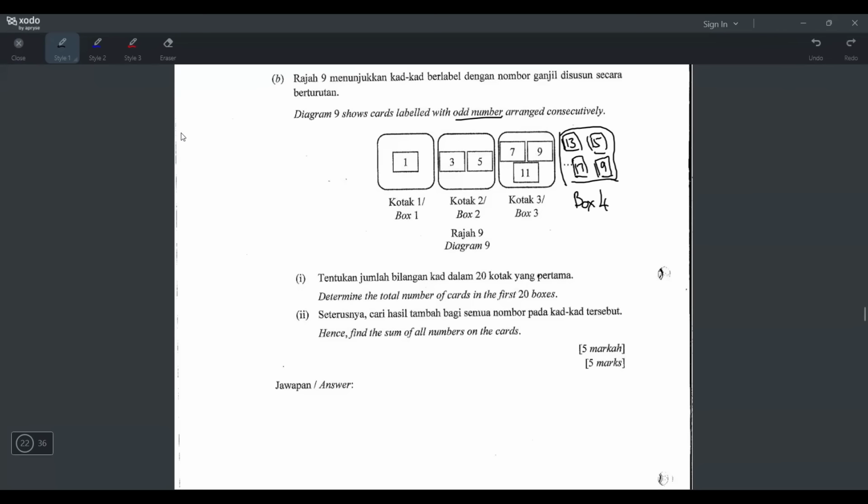Right? Okay, so now I understand the diagram. Now let's see what they want here. Determine the total number of cards in the first 20 boxes. So they want you to determine the total number of cards, right? So we all know the first box has one card.